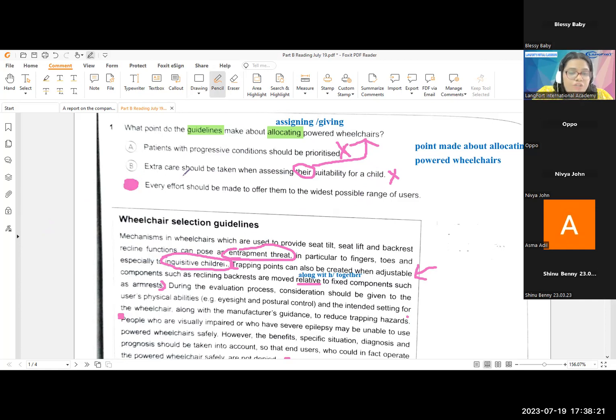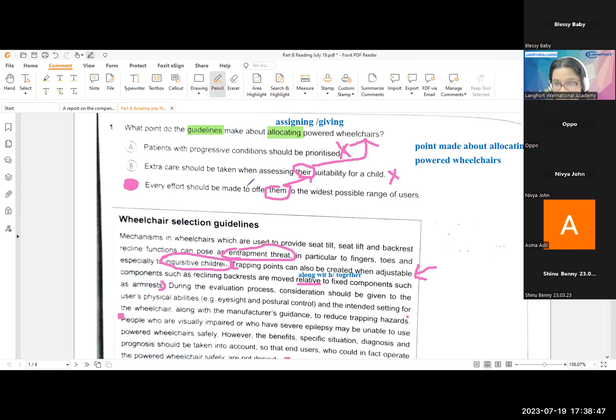Every effort, you need to take all the effort that you can, you need to make all the effort that you need to make to offer them. Them here again refers to wheelchairs. Offer wheelchairs to the widest possible range of users. What do we mean by that? Widest possible range of users means whoever you can give a wheelchair, in order to give them that wheelchair, you need to take all the effort.